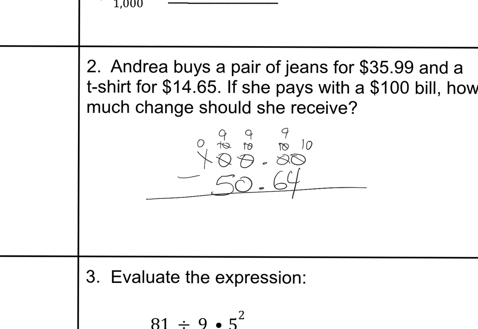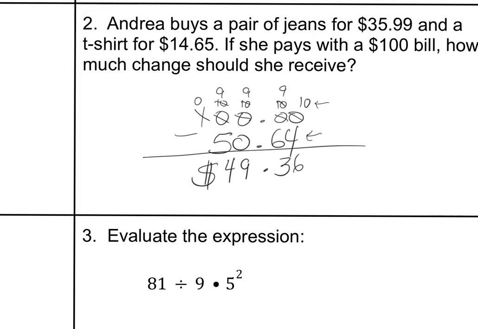And only make that a 10. Do not mark it out and make it a 9. Lots of you are making that mistake. Now, I can subtract the 10 minus the 4 and then work my way left, to find out that Andrea should get $49.36 back. Hit pause because I'm going on.